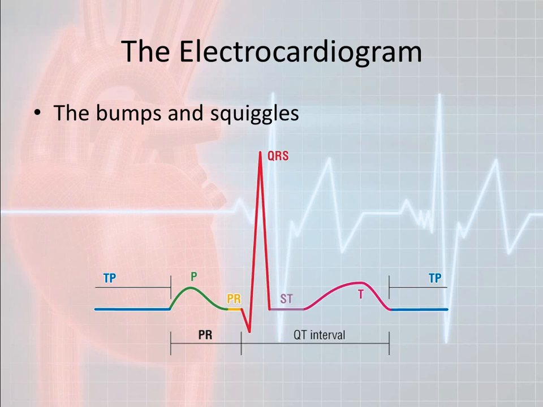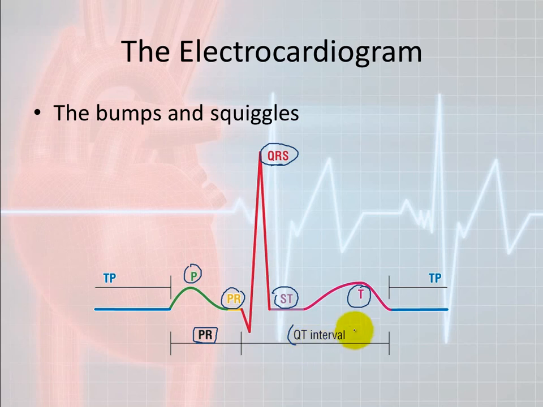So as you can see today, we're going to talk about the P wave and the PR interval. We're also going to discuss the QRS complex and why it's called a QRS complex and not called a QRS wave. We're going to discuss the ST segment. We're going to discuss the T wave and its shape and importance. We're also going to talk about something called the PR interval.